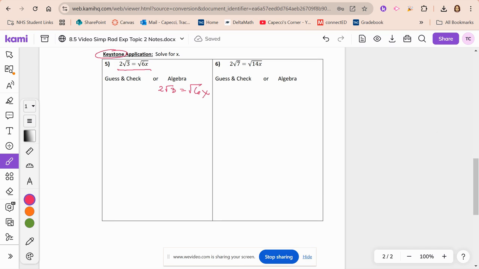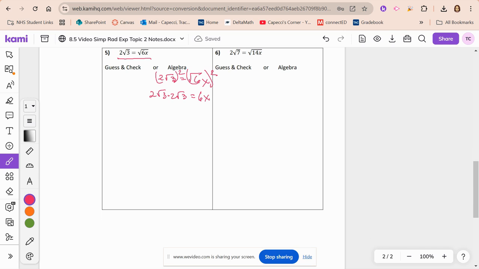Okay, I'm going to square both sides. That's how I get rid of my radical sign. I square both sides, and I have 2 root 3 times 2 root 3. That equals, when I have a square root and I square it, they counteract each other and it just gives me a power of 1. So I'm left with 6x.